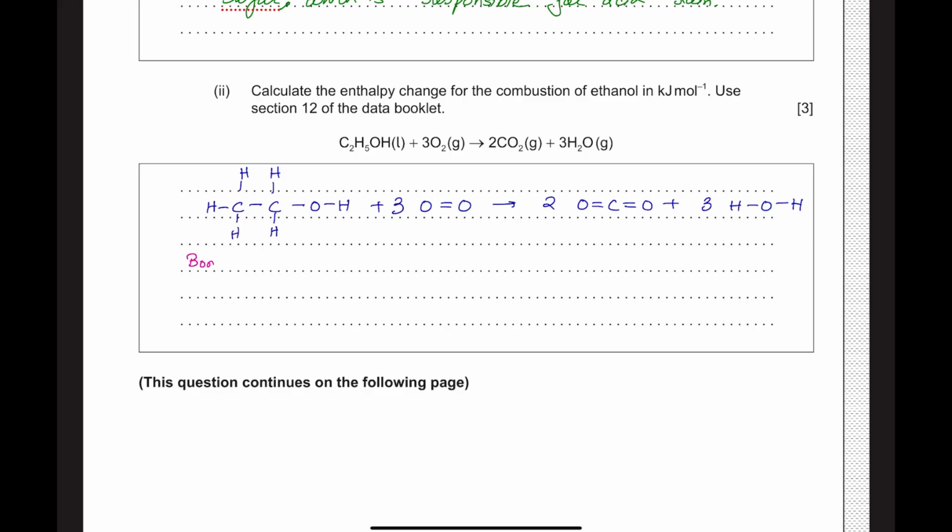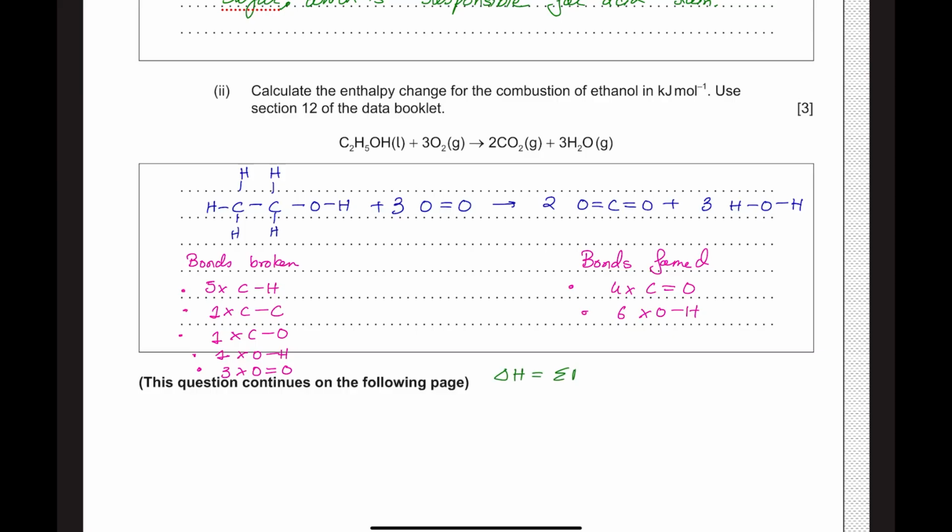So, bonds broken would be 5 C-H bonds, 1 C-C bond, 1 C-O bond, 1 O-H bond, and then 3 O=O bonds. These are the bonds broken. And if you list the bonds formed, it would be 4 C=O and then 6 O-H. Now delta H would be the summation of bonds broken minus the summation of bonds formed.